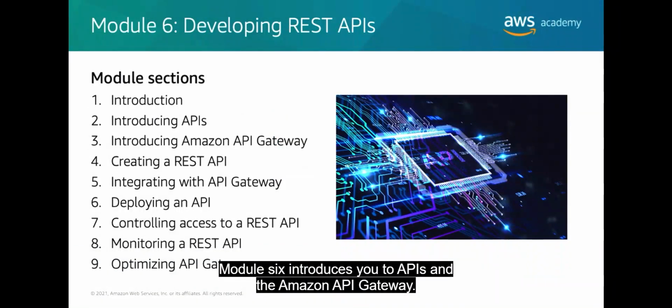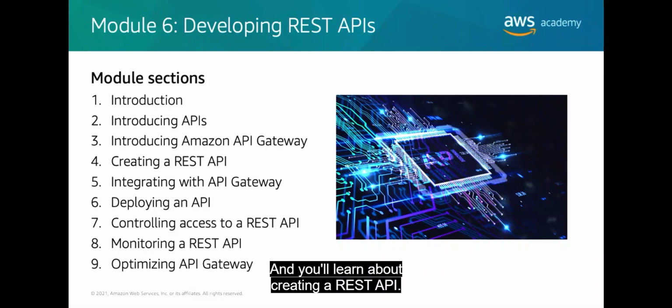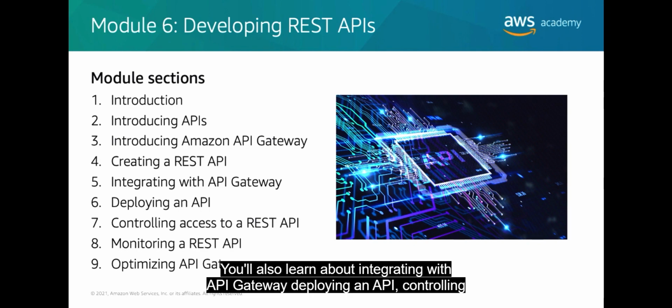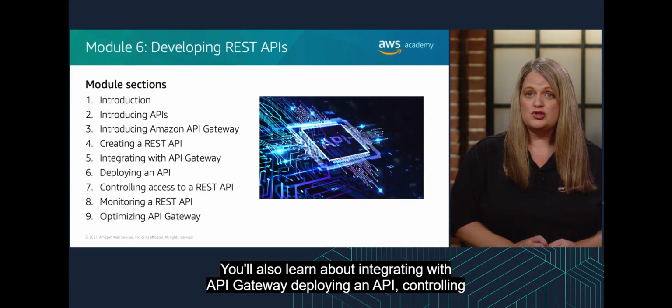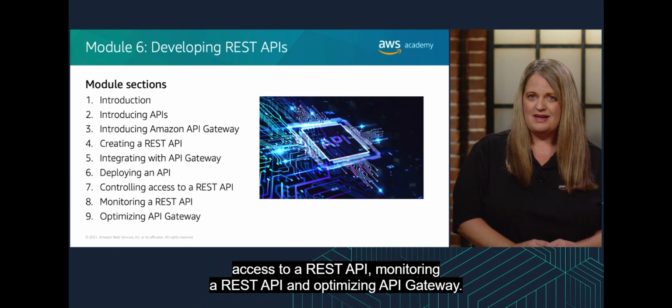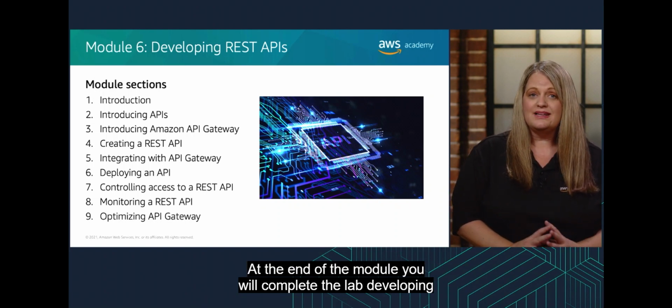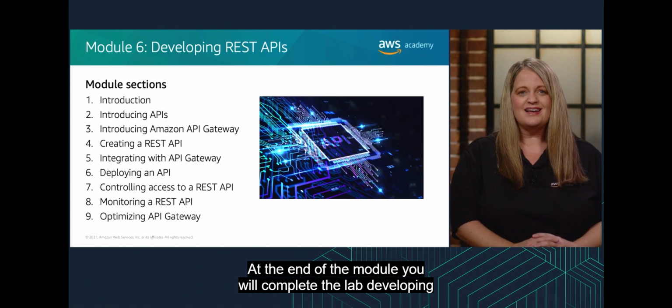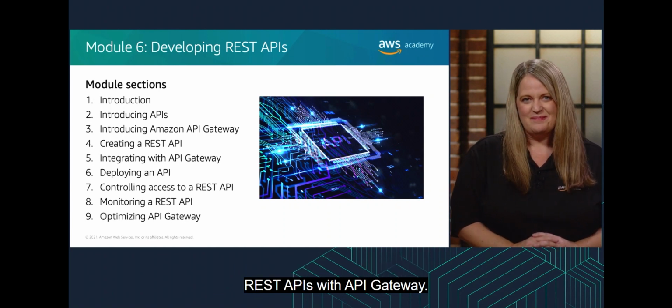Module 6 introduces you to APIs and the Amazon API Gateway, and you'll learn about creating a REST API. You'll also learn about integrating with API Gateway, deploying an API, controlling access to a REST API, monitoring a REST API, and optimizing API Gateway. At the end of the module, you will complete the lab developing REST APIs with API Gateway.